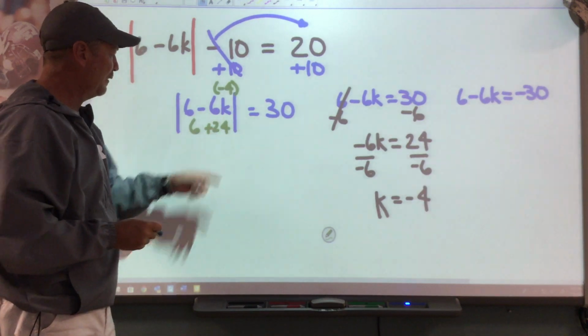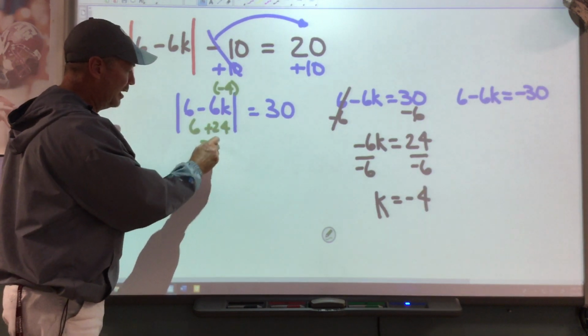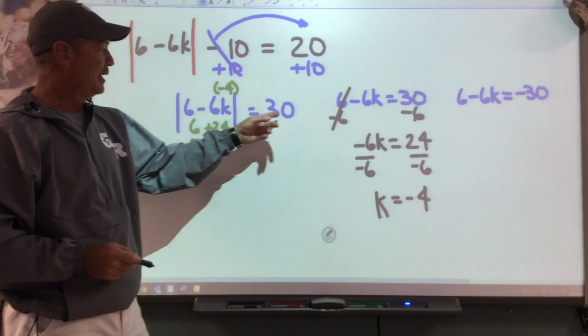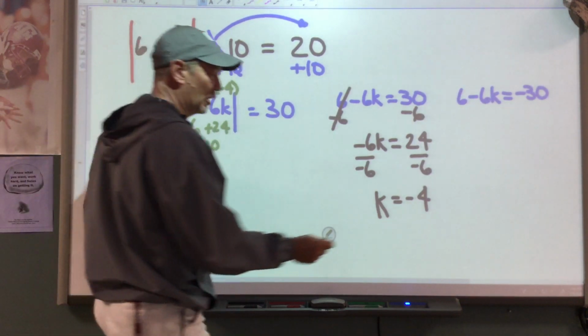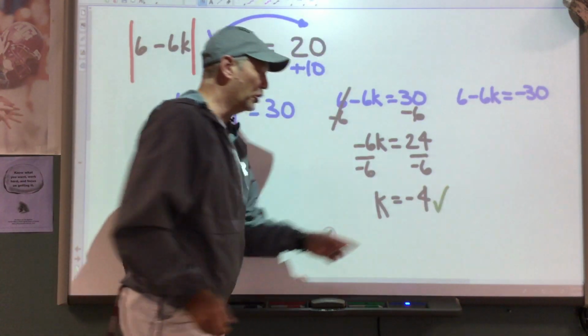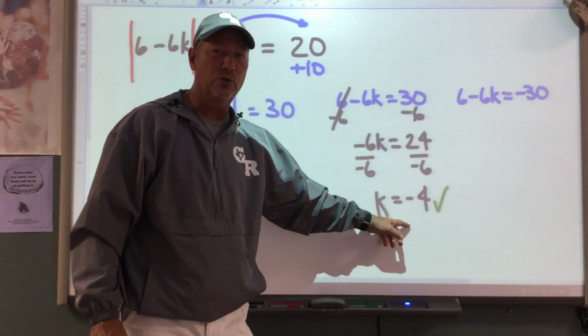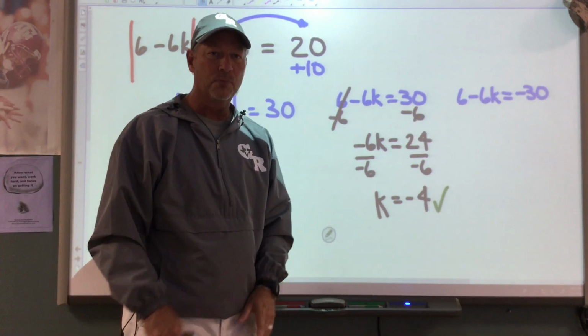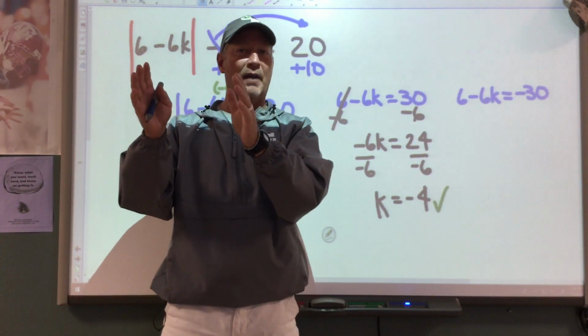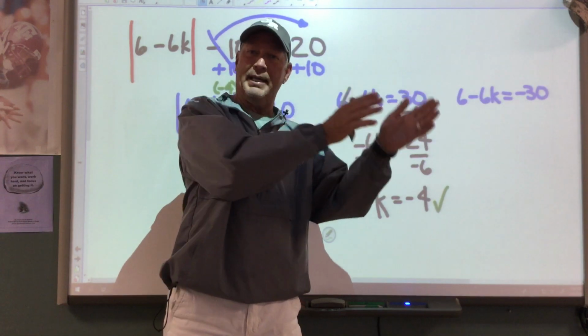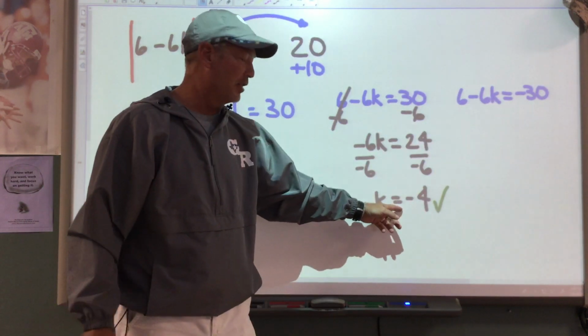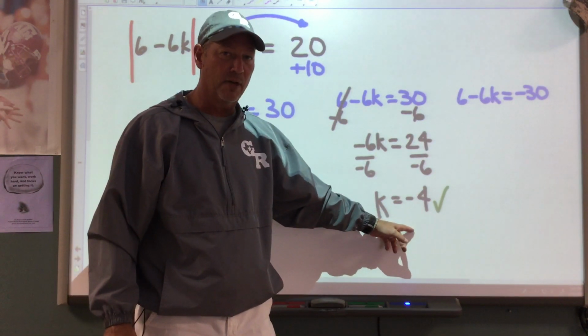6 plus 24 is 30. The absolute value of 30 is 30. This is a good answer. So just because you get a negative value does not make it bad. We said that absolute value could not equal a negative number, but we never said that your variable couldn't equal a negative number.